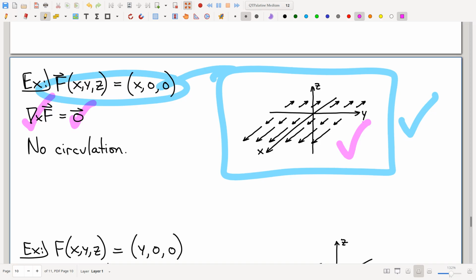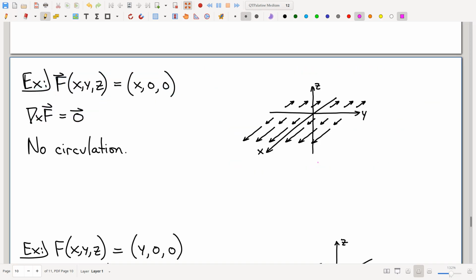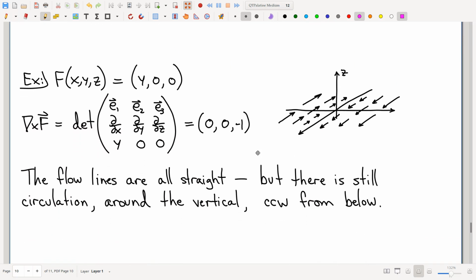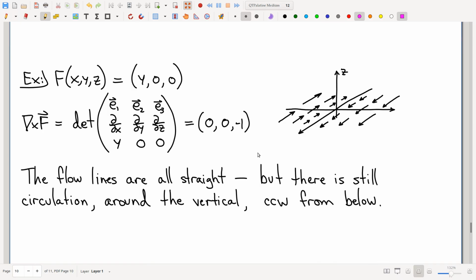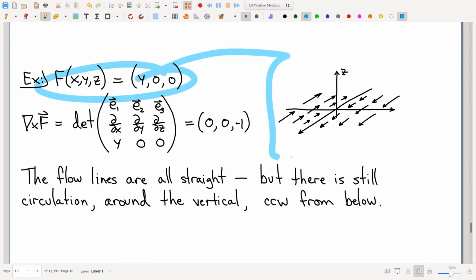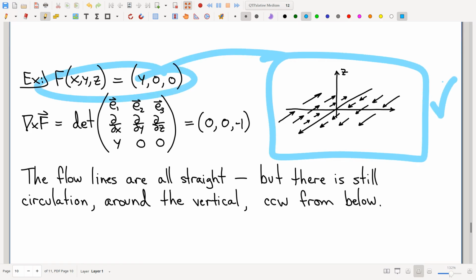Yeah. Okay. Here's the weird one. This is subtle. I put this example in here specifically to combat a misinterpretation of what we mean by rotation of the fluid, circulation of the fluid. So here we go. Vector field picture. Make sure you can do that. By the way, before we get into the curl, notice that all of my flow lines are straight lines.